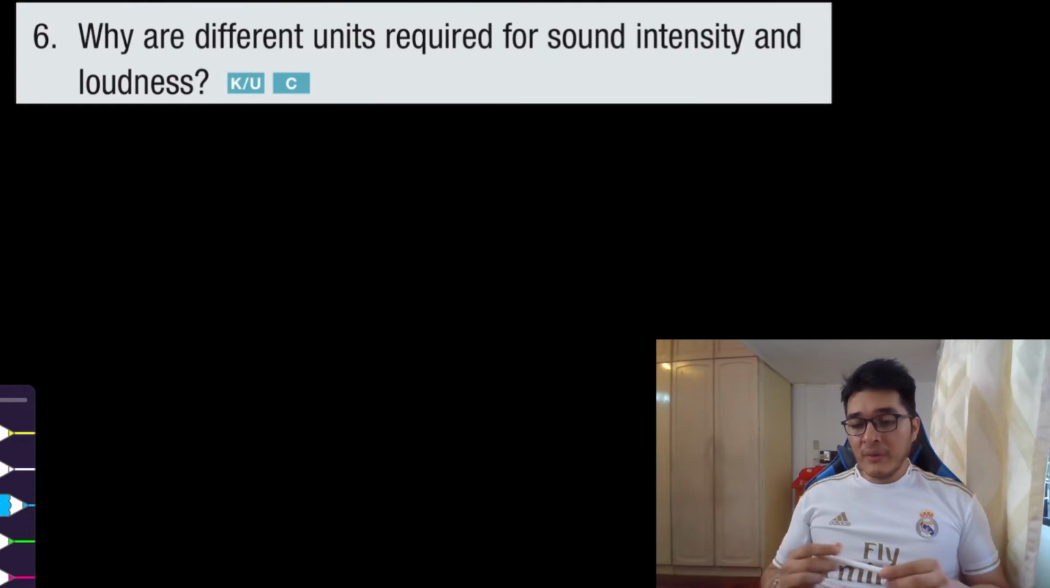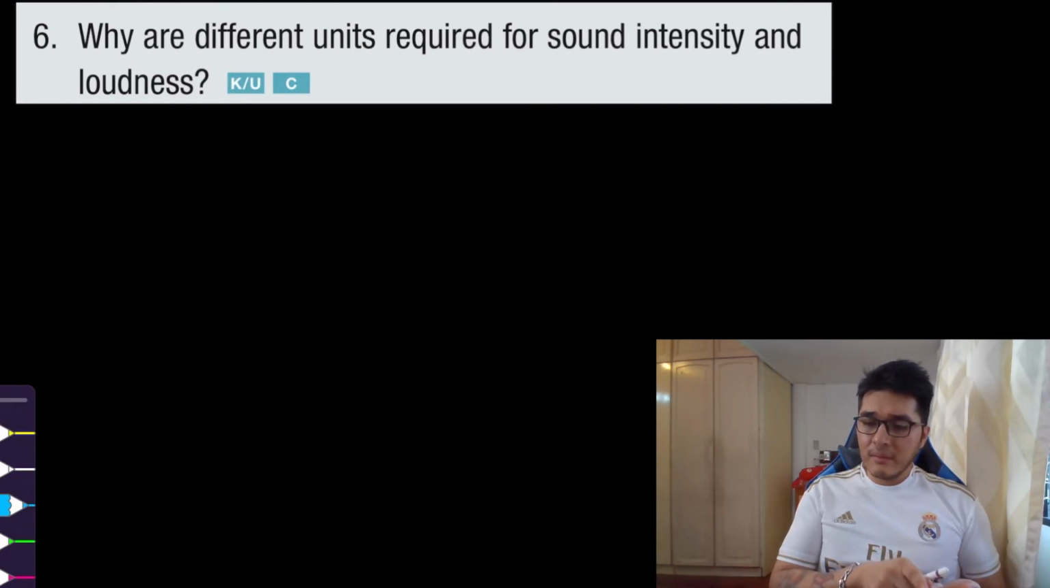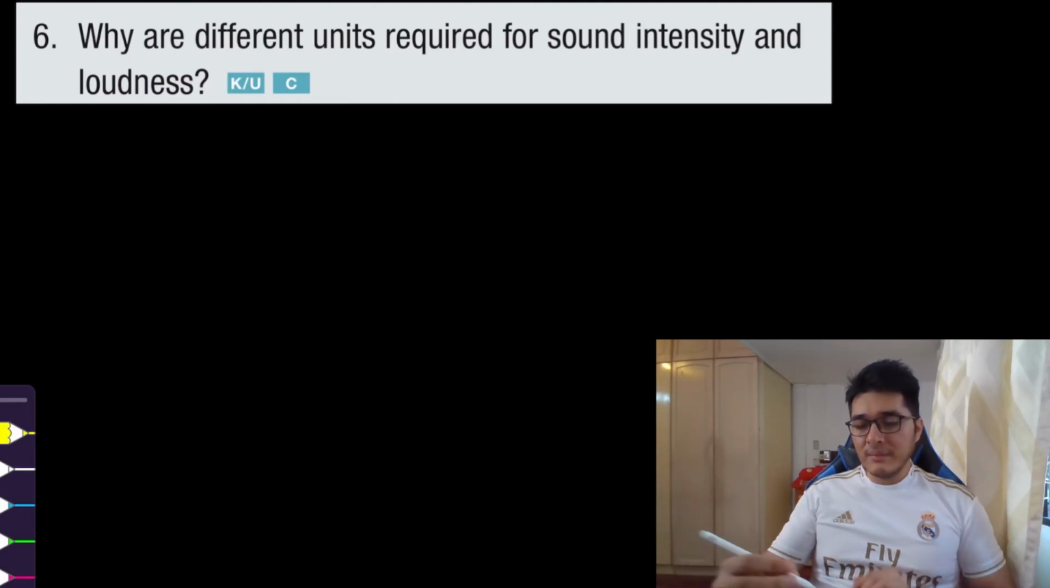Question 6: Why are different units required for sound intensity and loudness? As I mentioned, the units for sound intensity are very large. Let's consider this by saying that the values vary very greatly.